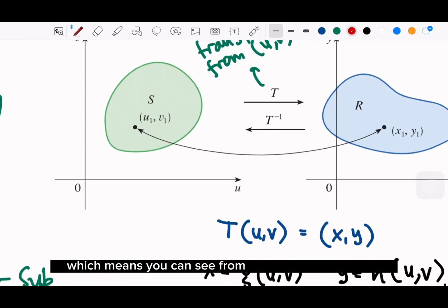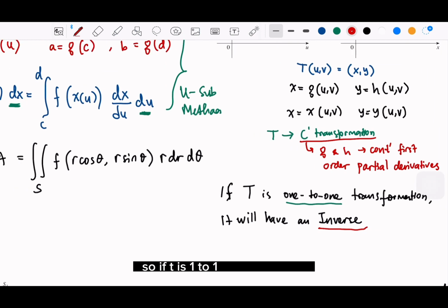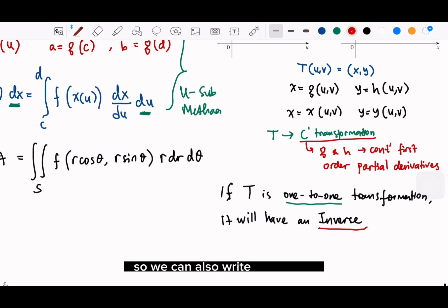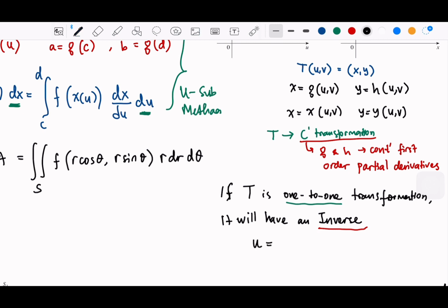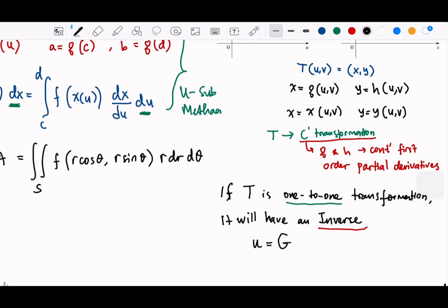Which means you can see from this arrow the T inverse. Okay. So if T is a 1-to-1 transformation, we are going to have an inverse, meaning that the point is exactly 1-to-1. Okay. So we can also write down now in terms of U and V. So U is, let's introduce a new function. Let's say the capital G, as a counterpart from the small g, that this is XY. And then V.